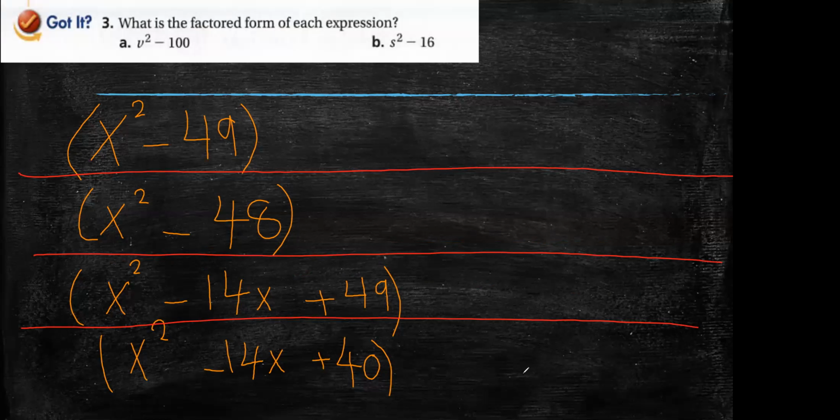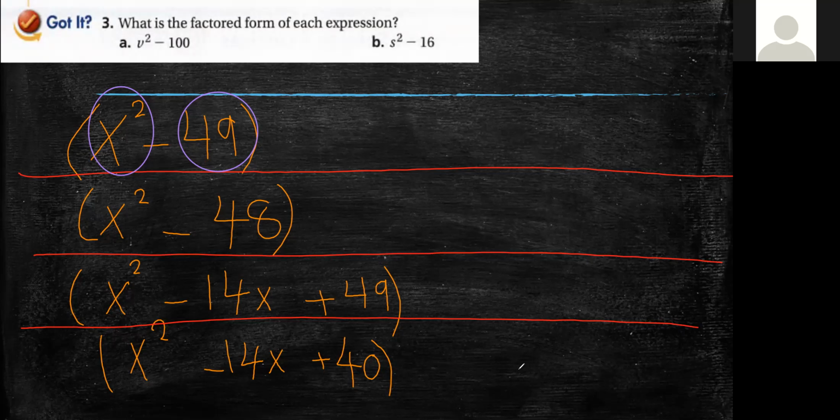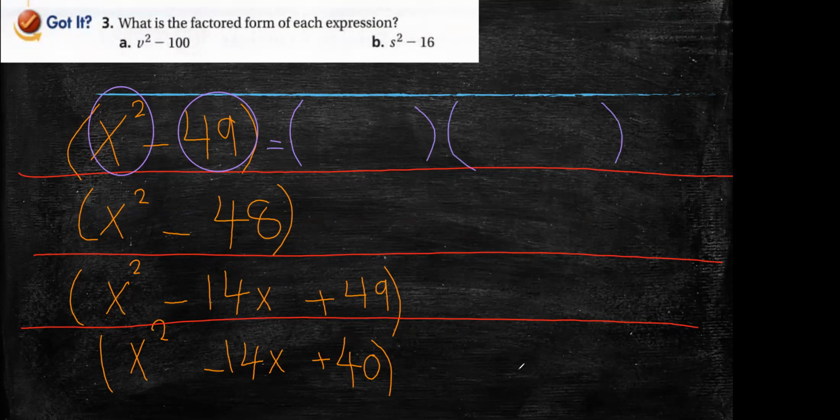I will look at the first term and the last term. Are they perfect squares? Here, this one and this one. Yes. Since they are perfect squares, what does it mean? It can be written as two open brackets, x, x, and 49.